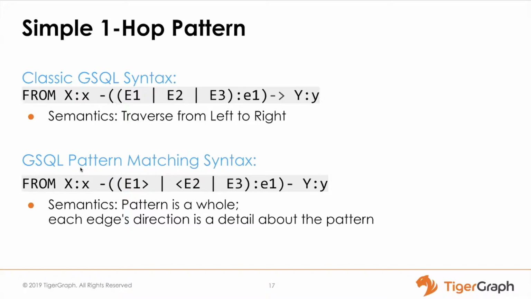In the new 2.4 release, we are going to relax this to make it more declarative. So here we remove the arrow. We just use dash dash, which represents the pattern match. And then on the edge type, we make a small decoration to the sides of the edge. E1 is to the right direction and E2 is to the left direction, and if it's an undirected edge, we don't put any decoration. So this means from X, I can reach Y through these three different edge types.